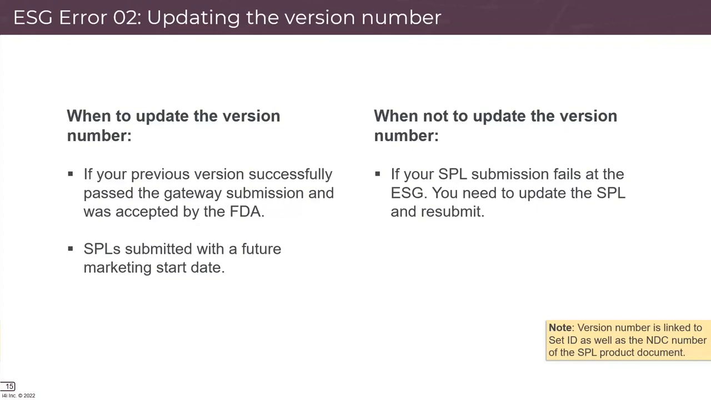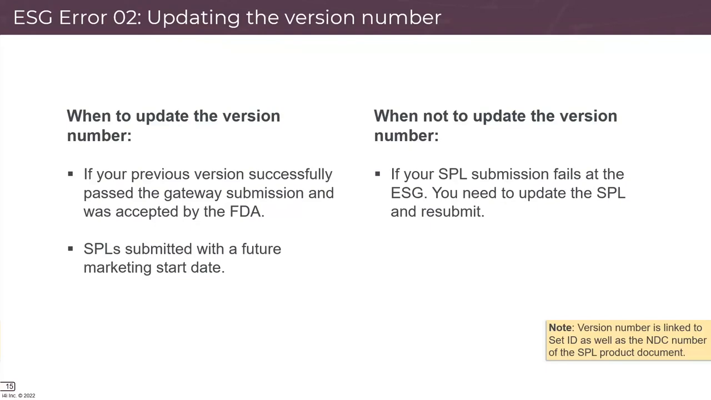So when should you not update the version? You don't need to change the version number if your submission returned with a failure message. Just fix what caused the error and resubmit since your submission didn't go through to the FDA, so that version number wasn't registered in the system.